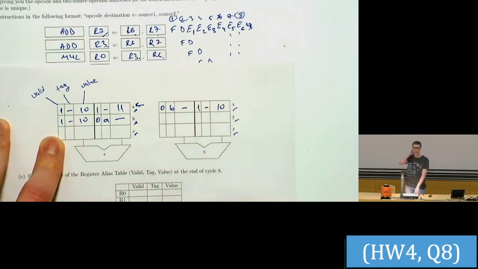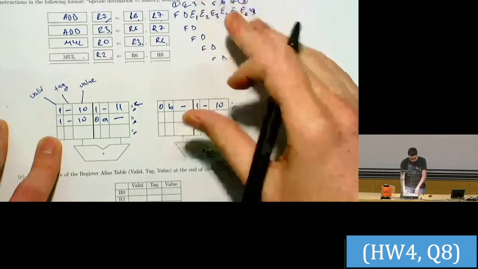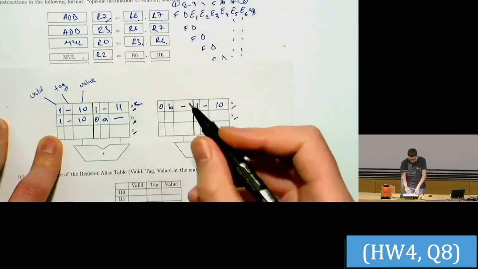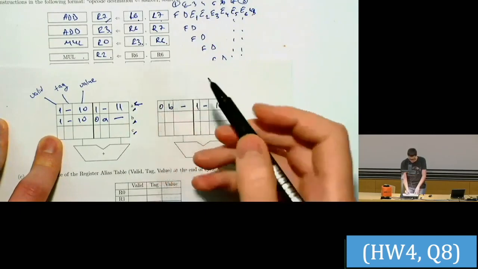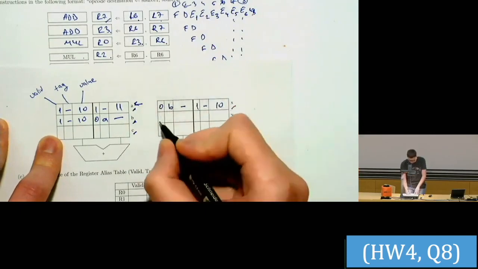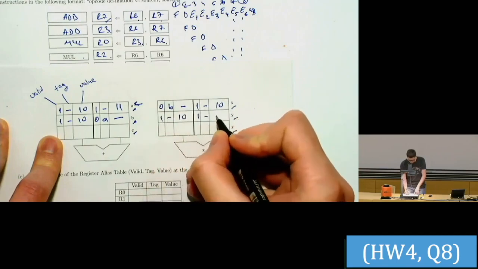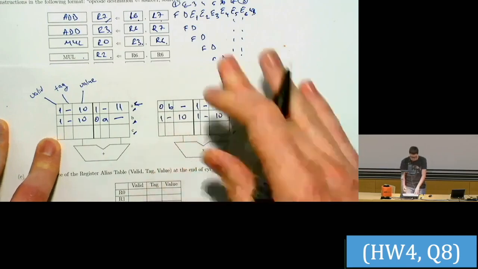Okay? Is it clear so far? So you basically continue in the same way. For the second multiply, we have the R6 value in the register file, so we will just have the valid bit set and the value here.